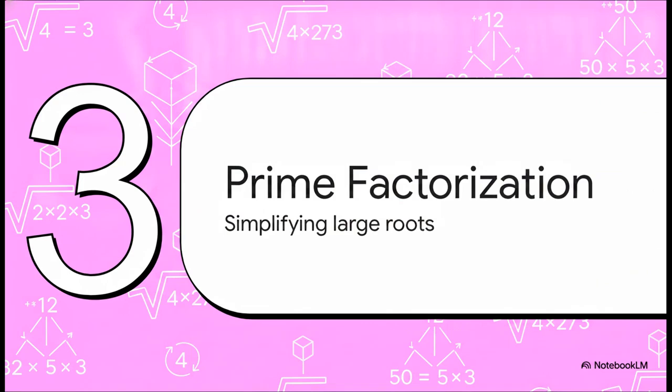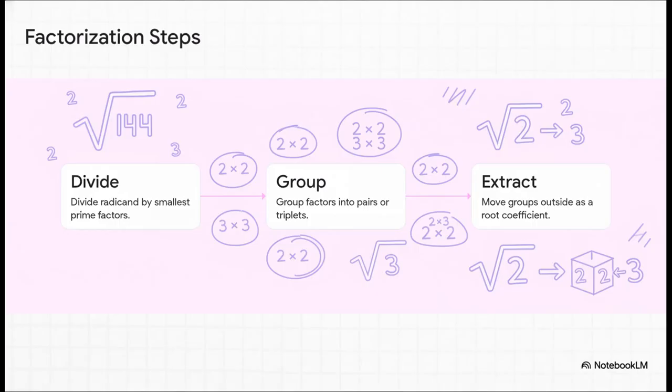Section 3, Prime Factorization Technique. Okay, so moving numbers around sounds great and all, but how do we actually do it? Well, here is the absolute best blueprint for simplifying a massive, messy radicand, the prime factorization technique. Whenever you're facing down a huge number inside a root, just lean on these 3 reliable steps to systematically crush it. First, divide the radicand by its smallest prime factors. Think 2, 3, or 5.